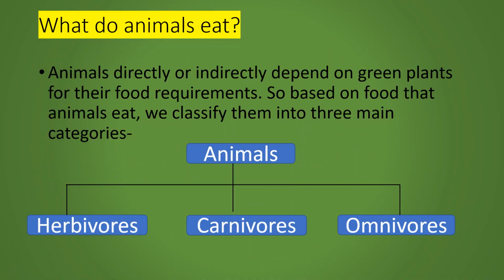What do animals eat? Animals directly or indirectly depend on green plants for their food requirements. So based on the food that animals eat, we classify them into three main categories. First is herbivores, second is carnivores, and third is omnivores.